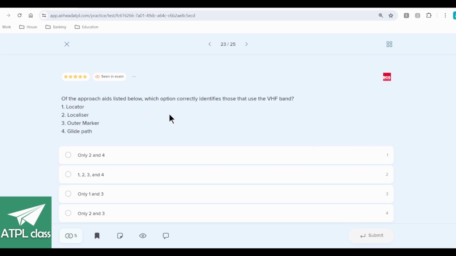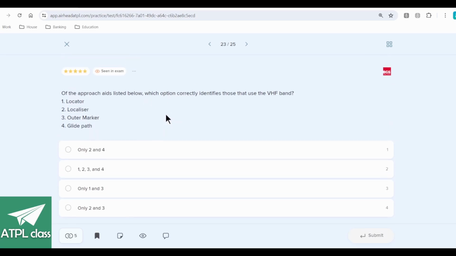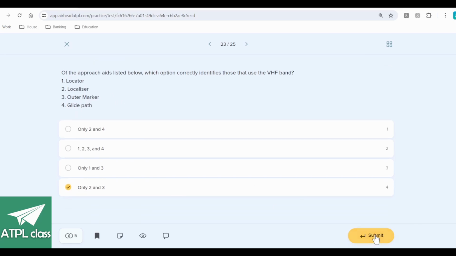Of the approach aids listed below, which option correctly identifies those that use the VHF band? So a localizer is VHF. That's the same sort of thing as a VOR. So 2's definitely in it, so we're eliminating option 3. Locator is normally an NDB, so I'm going to eliminate that. The outer marker: the frequency of marker beacons, was it 75 megahertz? But the actual audio tone is different. So yes, 75 is within the 30 to 300 megahertz range of VHF. So outer marker and localizer, 2 and 3, but the glide path is higher frequency.